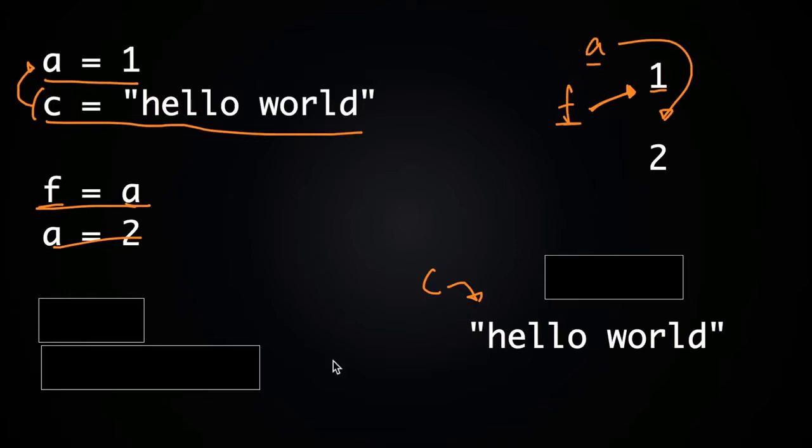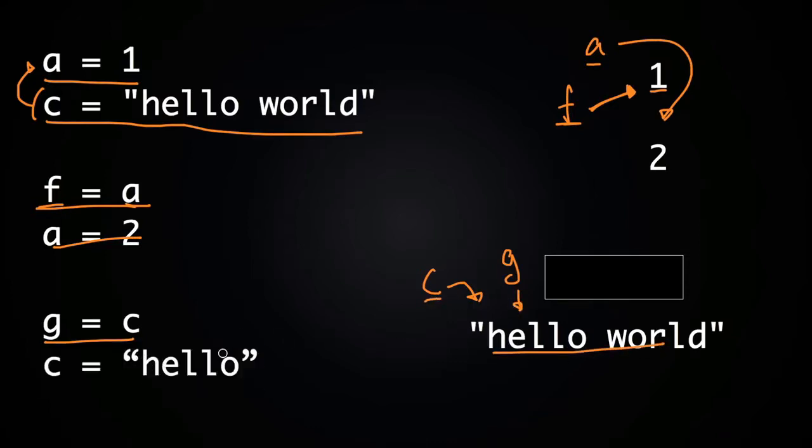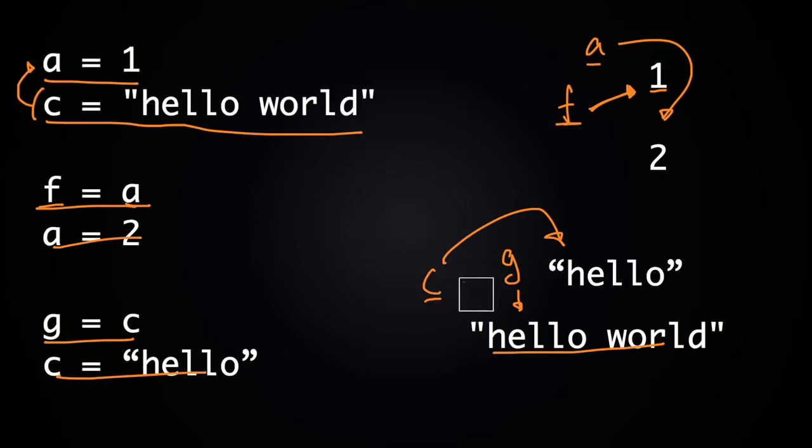Let's take a look at another example here. If you write g equals c, the variable g will refer to whatever the value c refers to, which is hello world. And then once you write c equals hello, c will refer to the new value, hello right here, but the variable g will stay at the value hello world. Okay, let's go back into the demo.